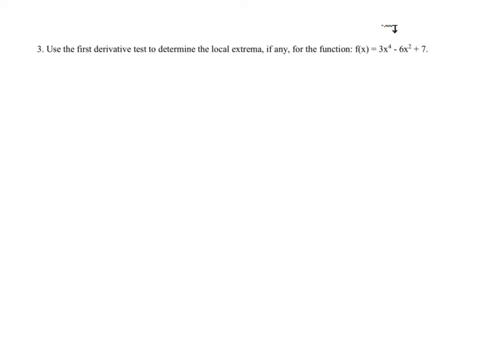This question says, use the first derivative test to determine the local extrema if any of the function f of x equals 3x to the fourth minus 6x squared plus 7. The first derivative test is just taking the derivative of the function, and this one would be 12x cubed minus 12x. Setting it equal to 0, finding your critical points by factoring. So I'm going to pull out a GCF.